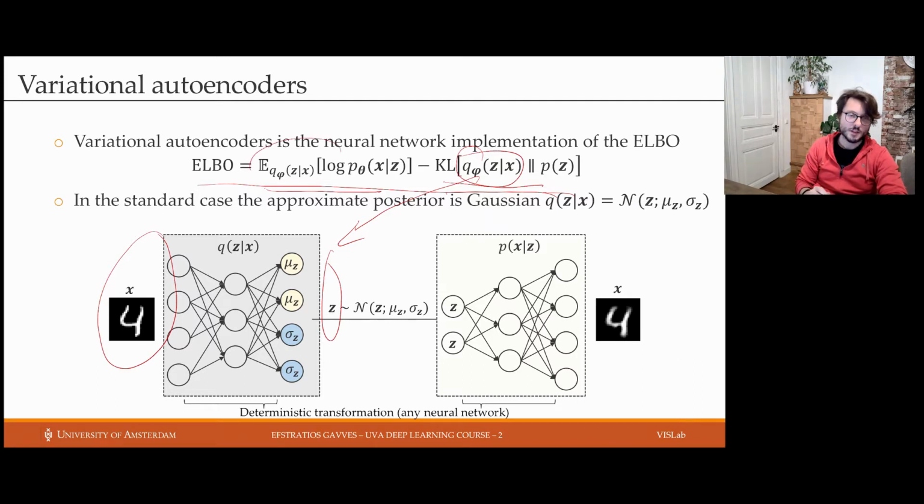Our first term is the expectation of the logarithm of a conditional likelihood given the latent variable z, and again this conditional is another neural network, specifically our decoder neural network, which receives as input our latent variables and returns as output the input itself. In the standard case, we can have approximate posteriors that are Gaussians, that is, our encoder neural network returns Gaussian random variables as z.